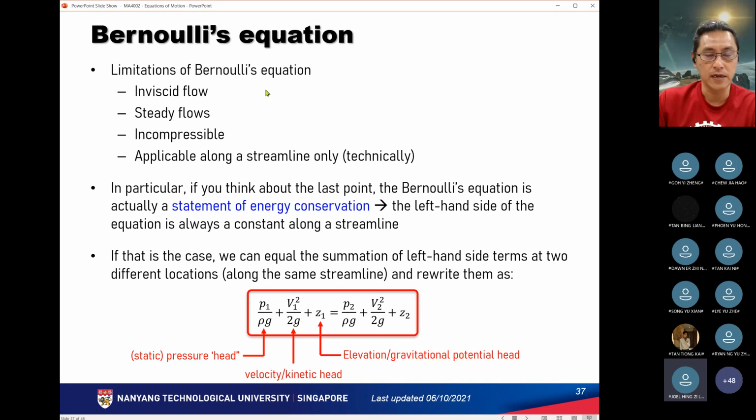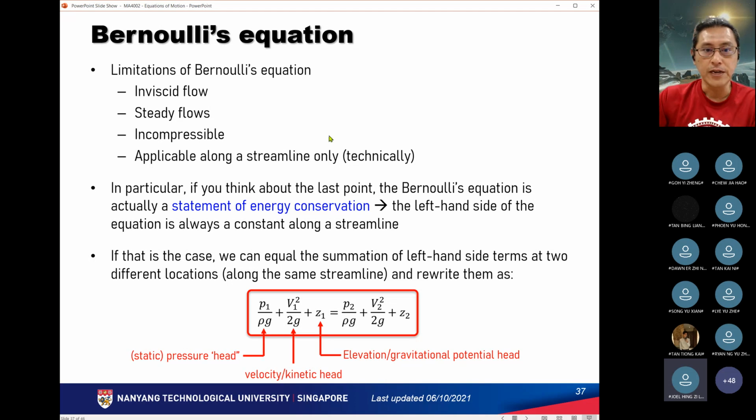And at this present time, we should only apply Bernoulli's equation when the flow is incompressible. And last but not least, Bernoulli's equation should be applicable along the same streamline only. But of course, we do take liberties with this in terms of its application. Sometimes we don't quite apply it just along a streamline, but we apply it along the same flow path, if you will.